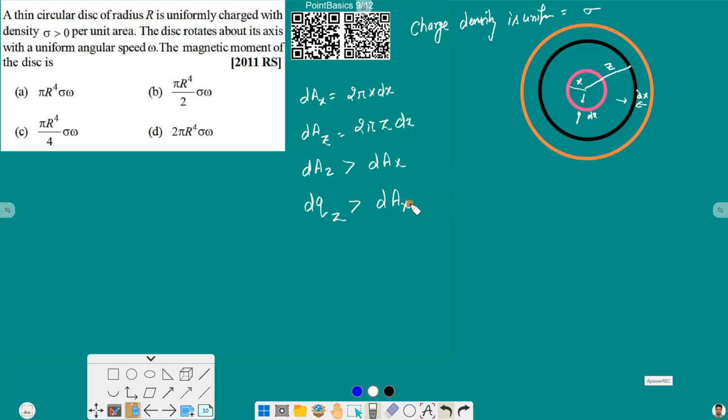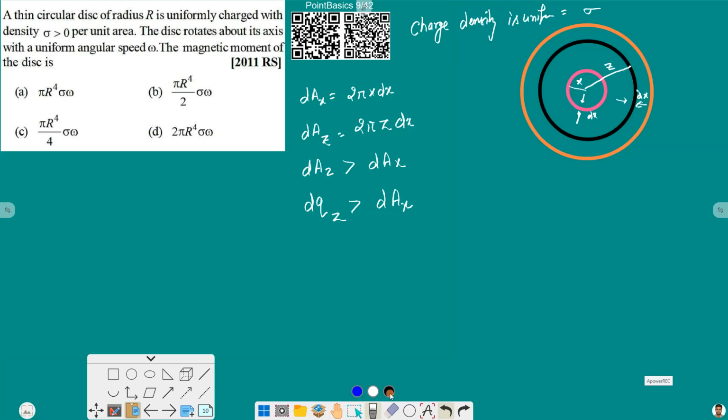Although it is given that the charge density is constant, the amount of charge on the small elements which we are going to consider to solve this question is different, it is variable. So we cannot directly solve this question. Either we have to use integration or we have to use the gyromagnetic ratio method. So first we will use the gyromagnetic ratio method.